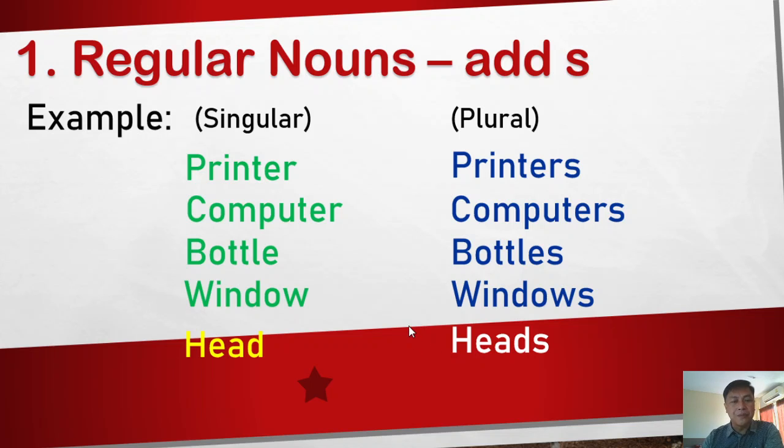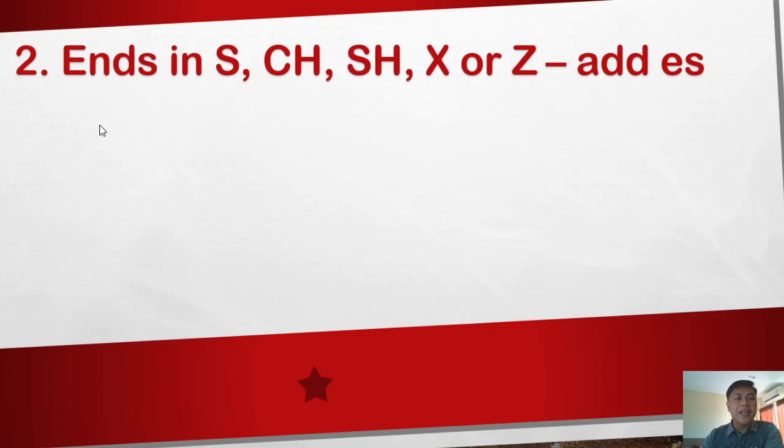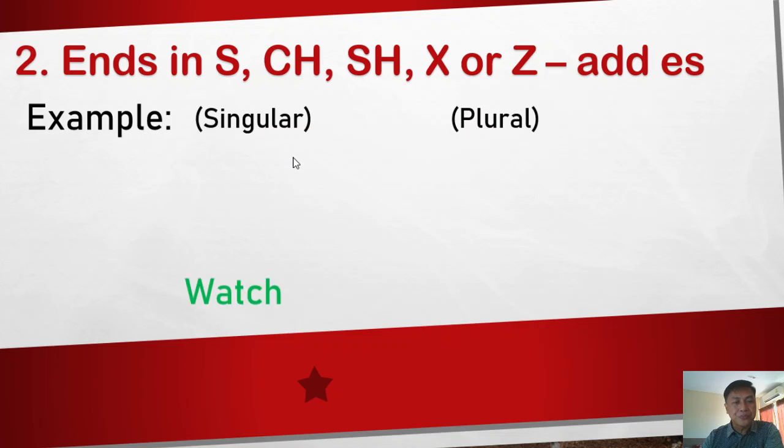Okay, number two. If the word ends with s, ch, sh, x, or z, you just simply add es. I will give you an example.